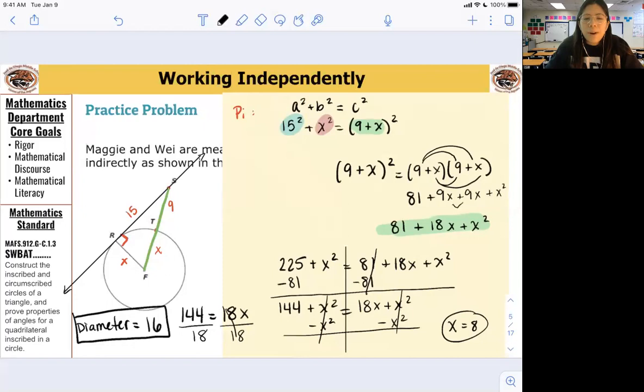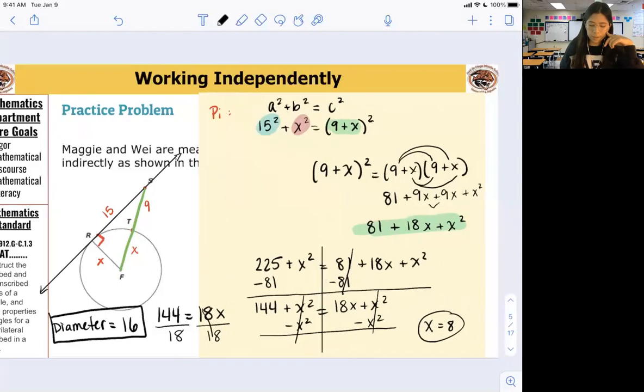Okay, question from the chat. Why is the diameter 16? If x equals 8, why is the diameter 16? Because it's times 2. Remember that the diameter is 2 times the radius, and x was the radius. So if the radius is 8, the diameter is 16. Any other questions? Daniel was off by 1. Okay. All right. Let's move on.